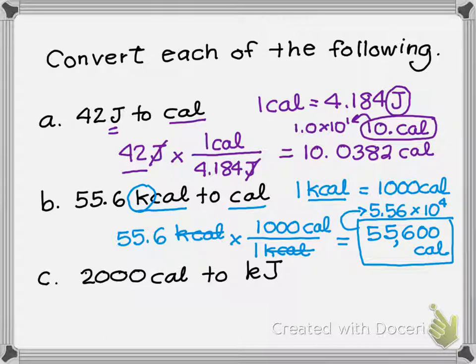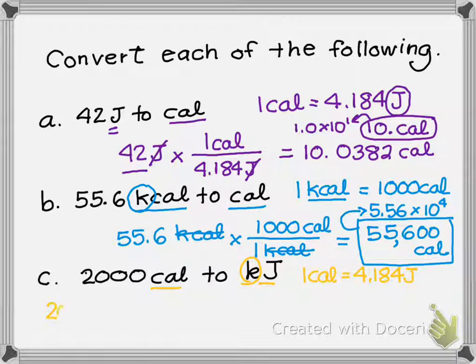And the last example, and you do not need to memorize these units. You do need to be able to do a conversion, but you don't need to memorize the relationship between the calories and the joules. So this has calories and then to kilojoules. So I know that 1 calorie equals 4.184 joules. So I can do that first.